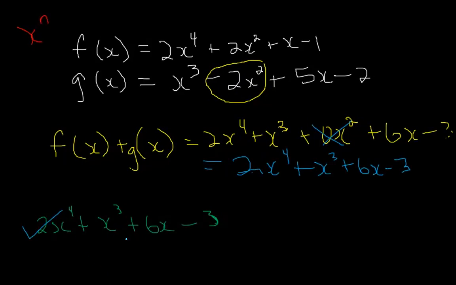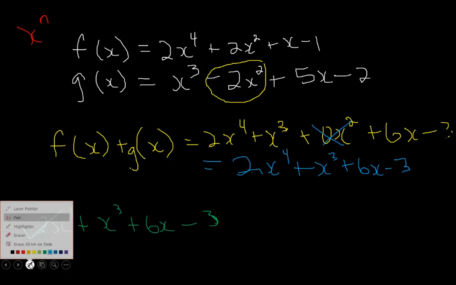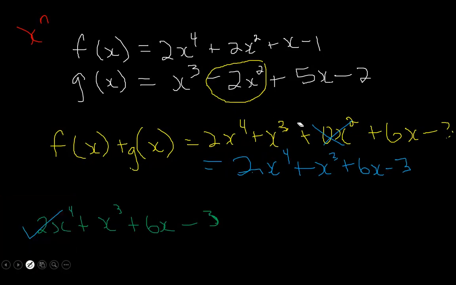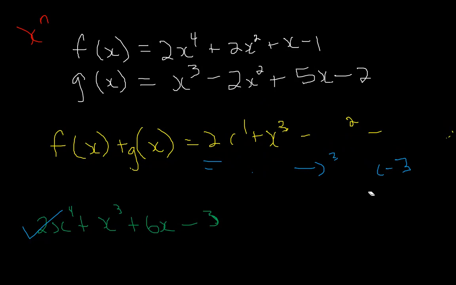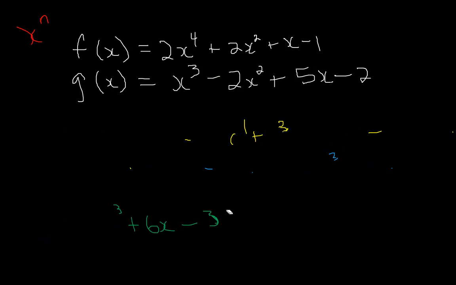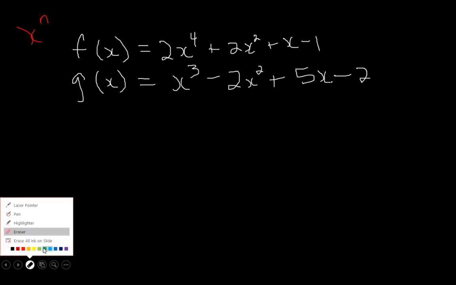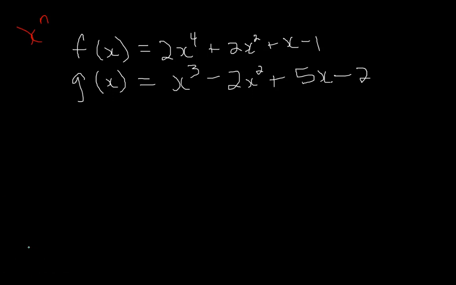Yes, miss. I got the answer. Okay, nice. Can anybody tell me what they got for f of x minus g of x? Wait, miss, I'm not finished. Anybody finished with it? Miss, I got it. You got what? 2x to the power of 4 minus x cubed plus 4x plus 1.